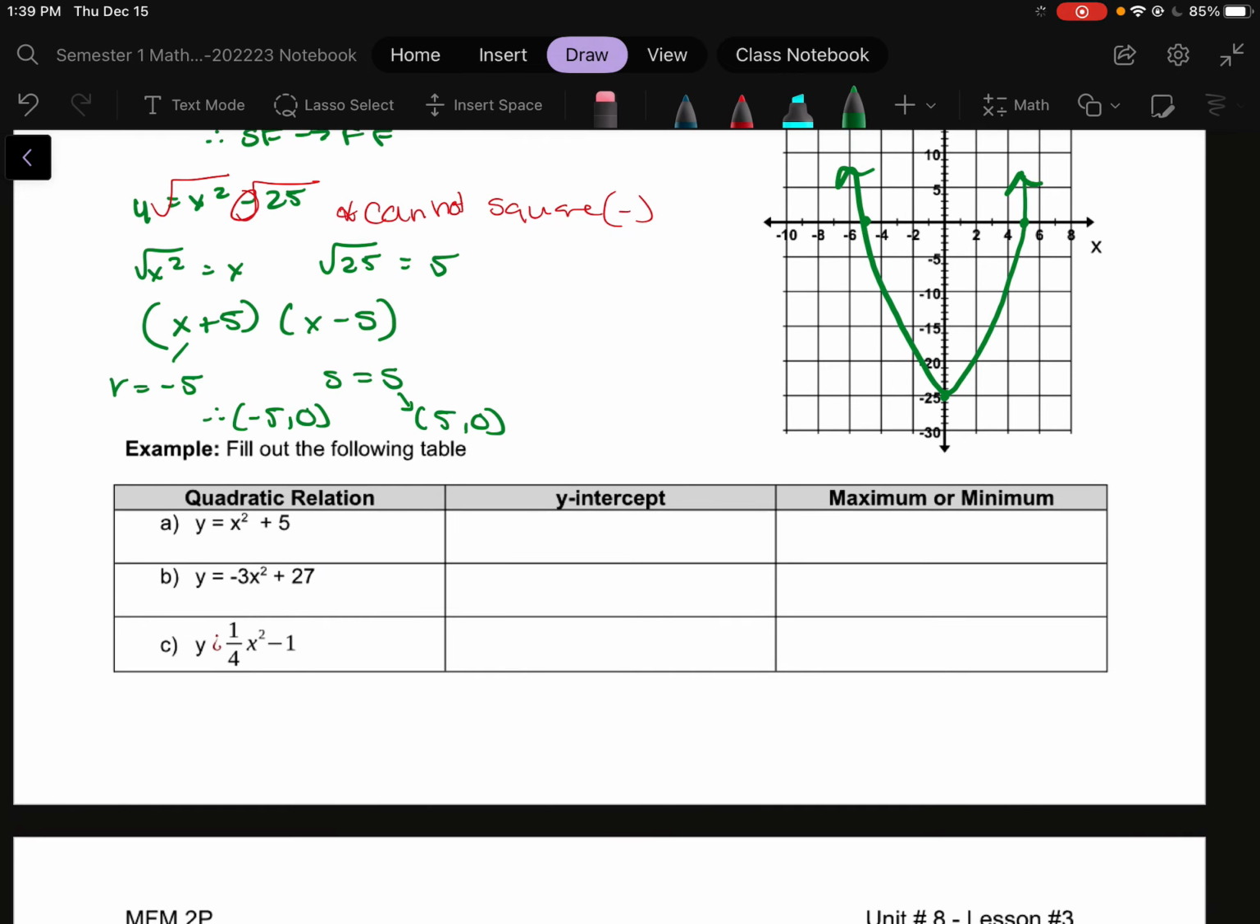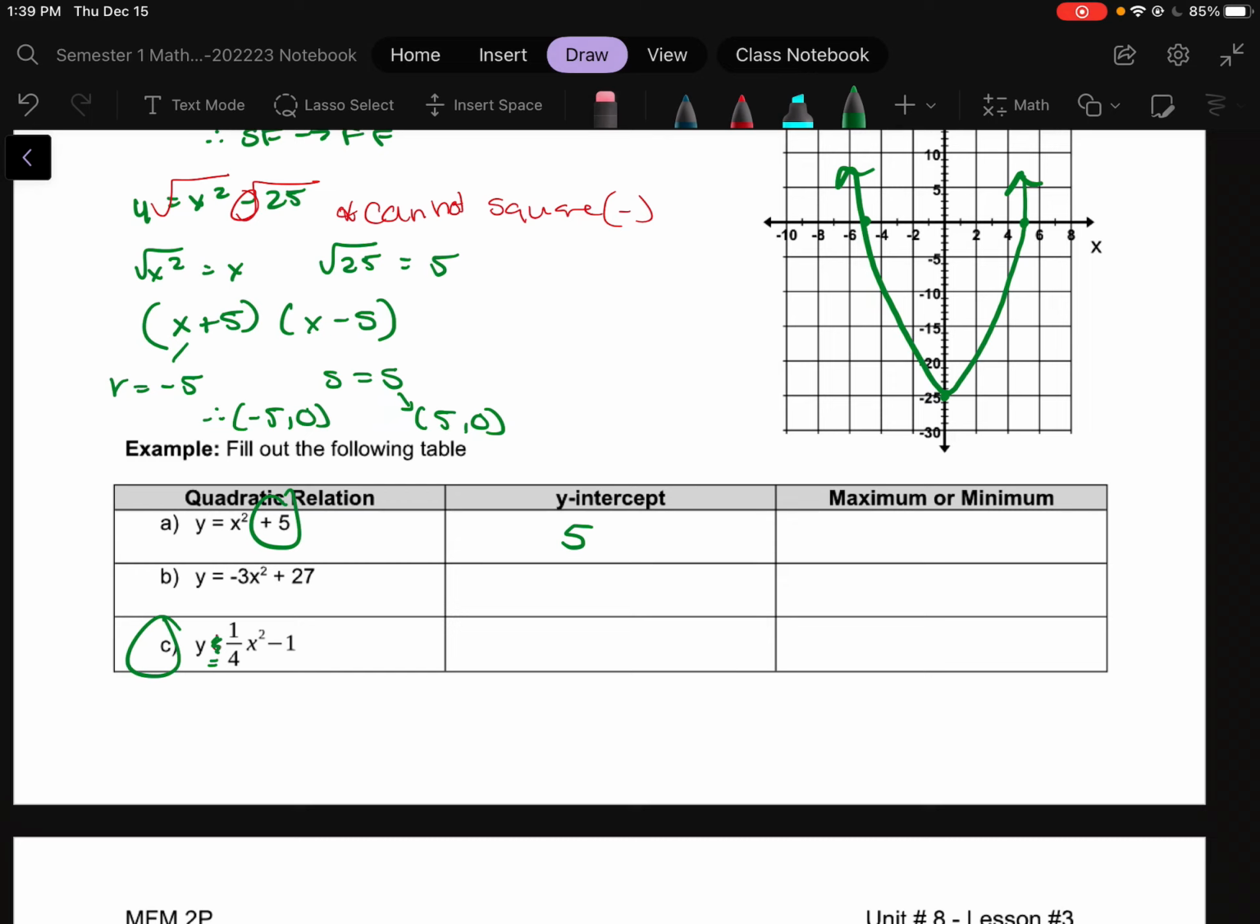Now, try to fill out the following table. We're going to do A and B together. C, you're going to try it on your own. Ignore these question marks. That's an equal sign. So, based off this, what is the y-intercept? That is always our C, so that means it's 5.